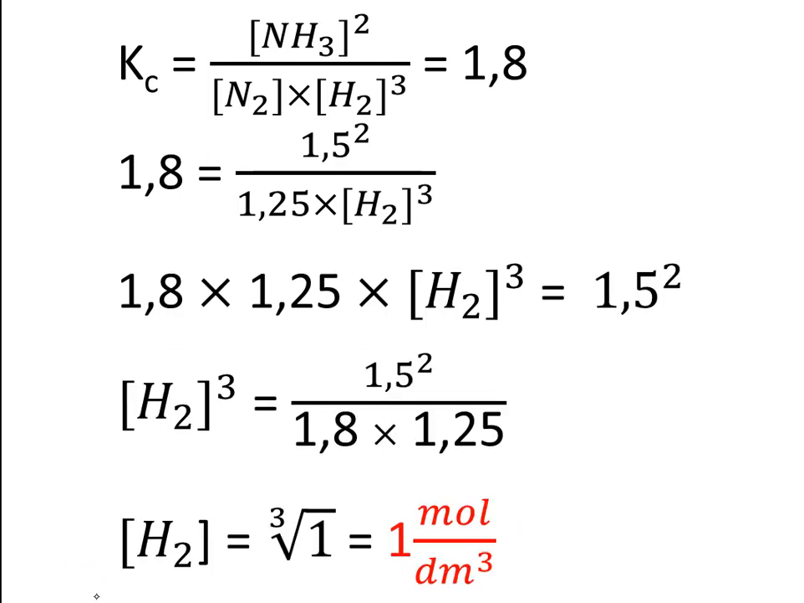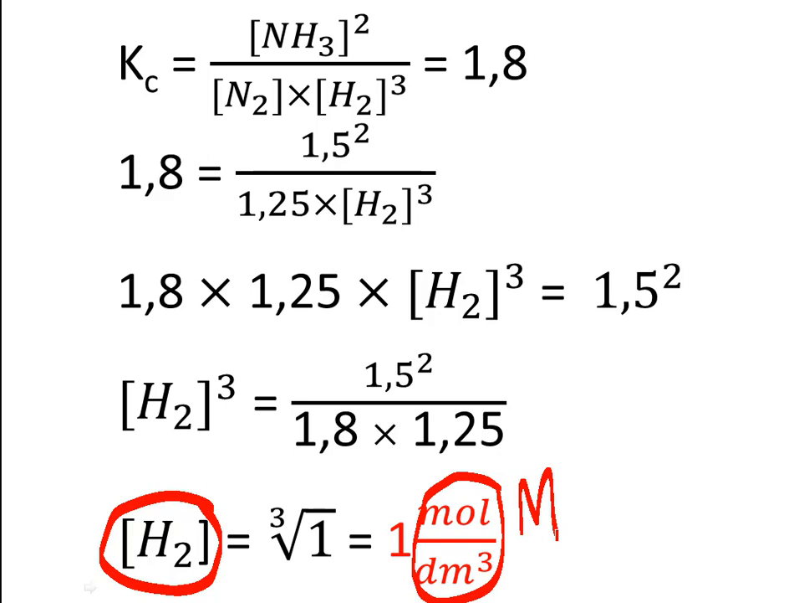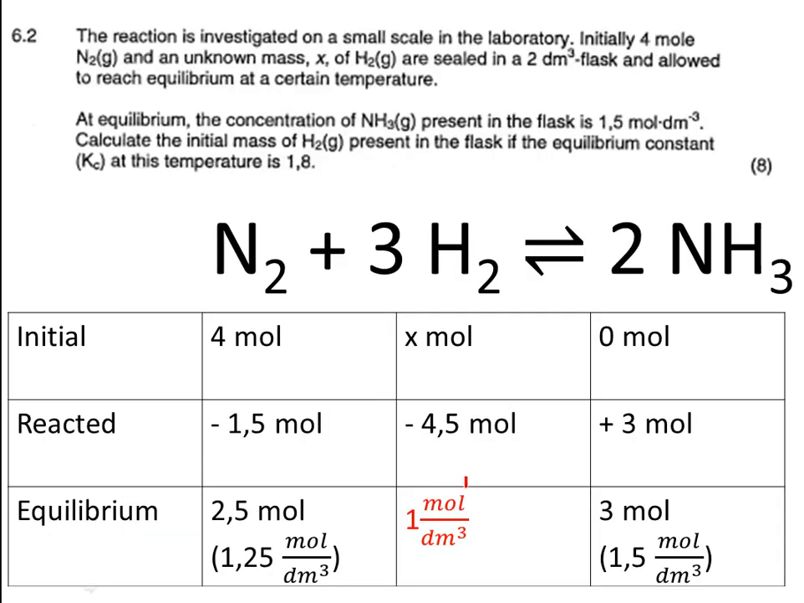What have we been finding out? The concentration of hydrogen. What is the unit of concentration? Molar, capital M, which is the same thing as mole per decimeter cubed. So here we have the concentration of hydrogen at equilibrium. Now, in order for us to find what the number of moles of hydrogen were at the beginning, we don't want concentration here. We want the number of moles so that then we can work backwards to what the number of moles must have been at the beginning.